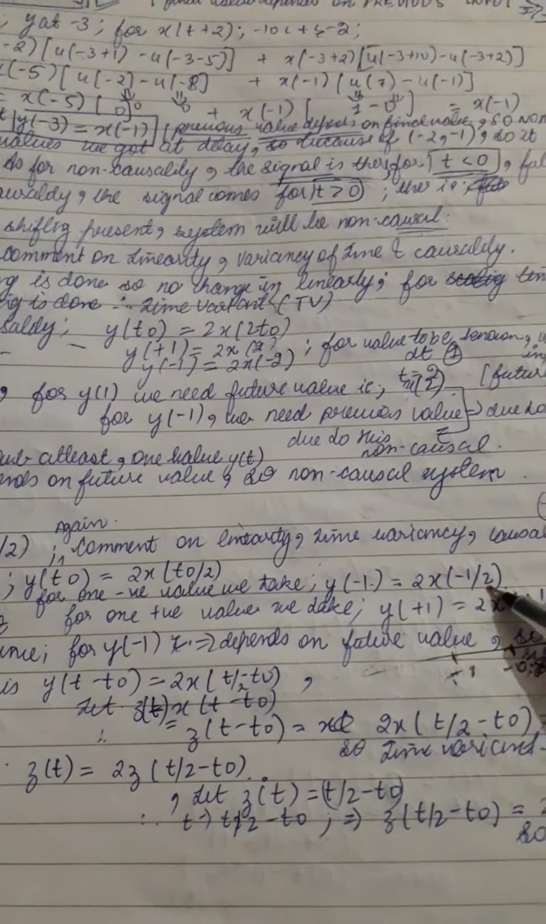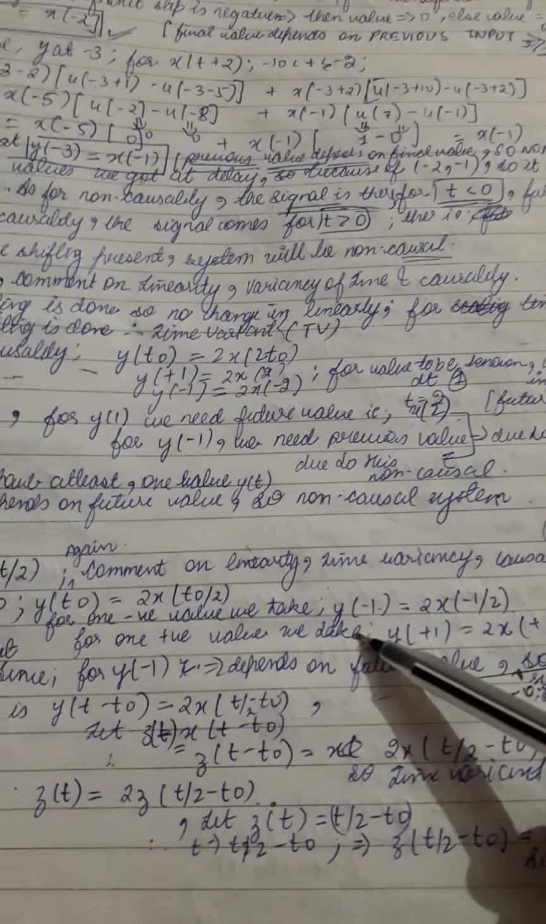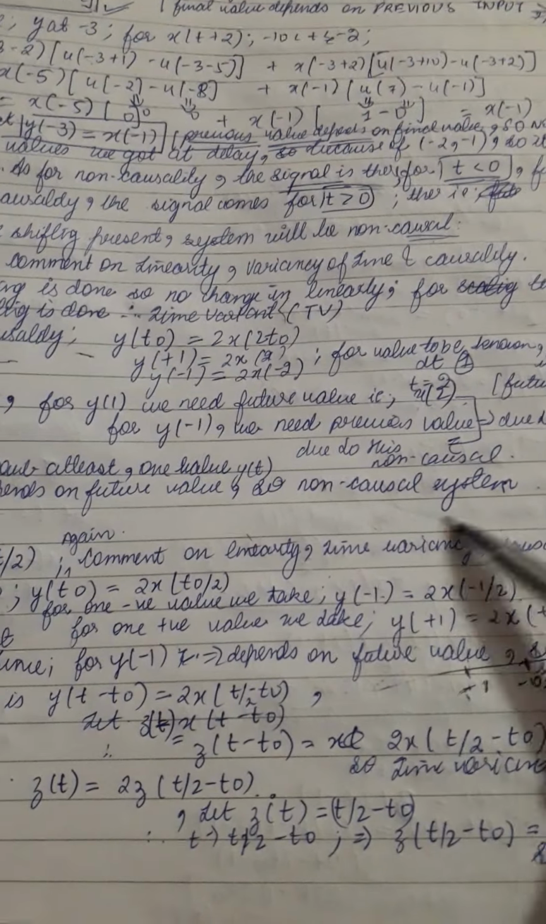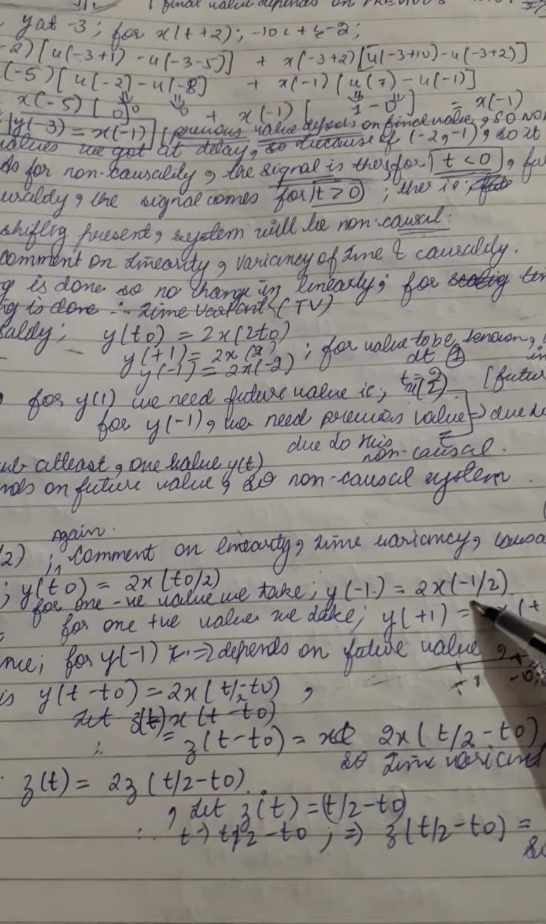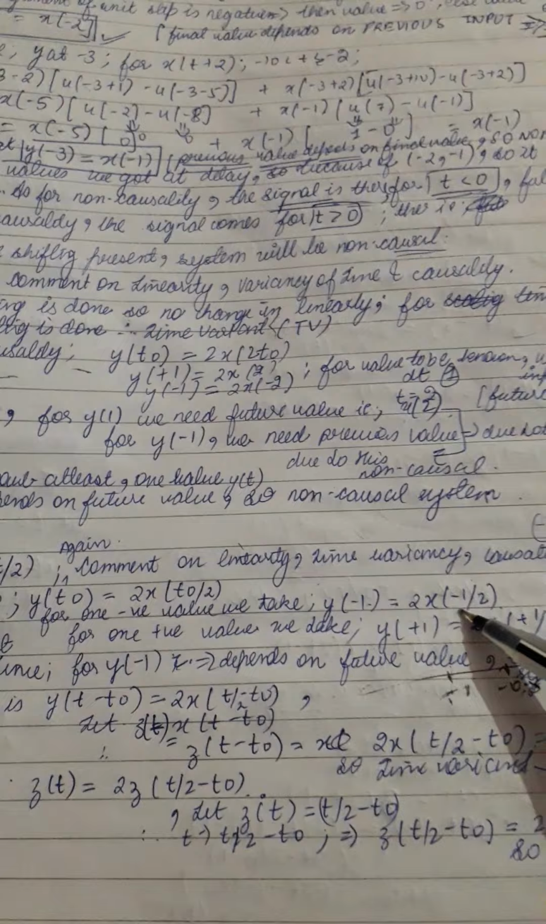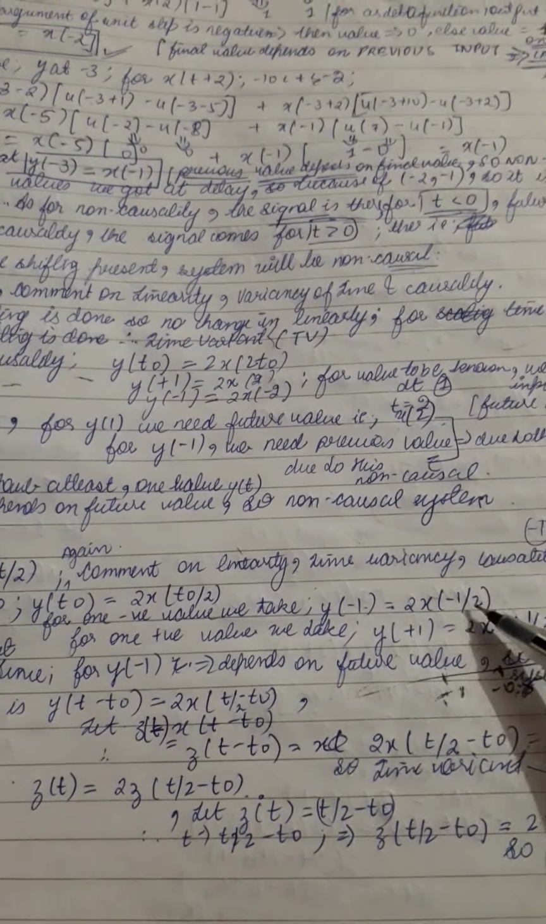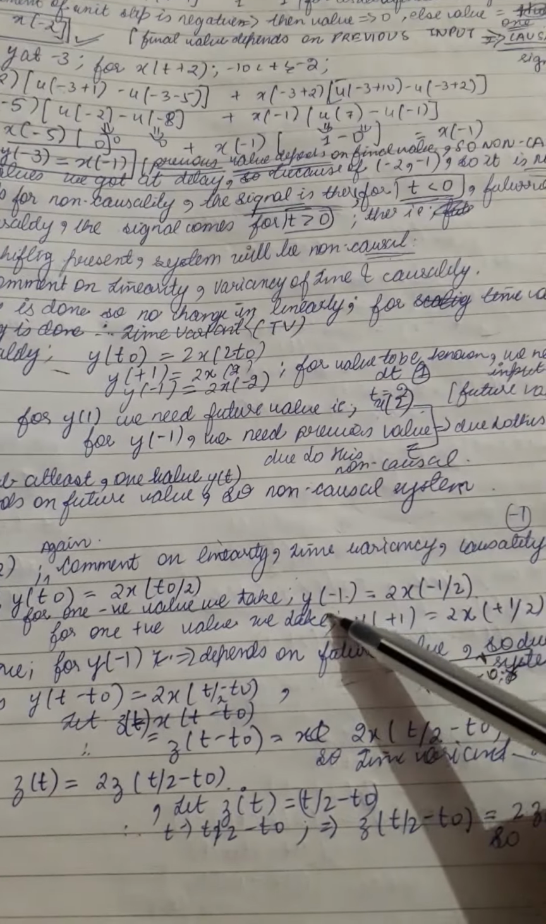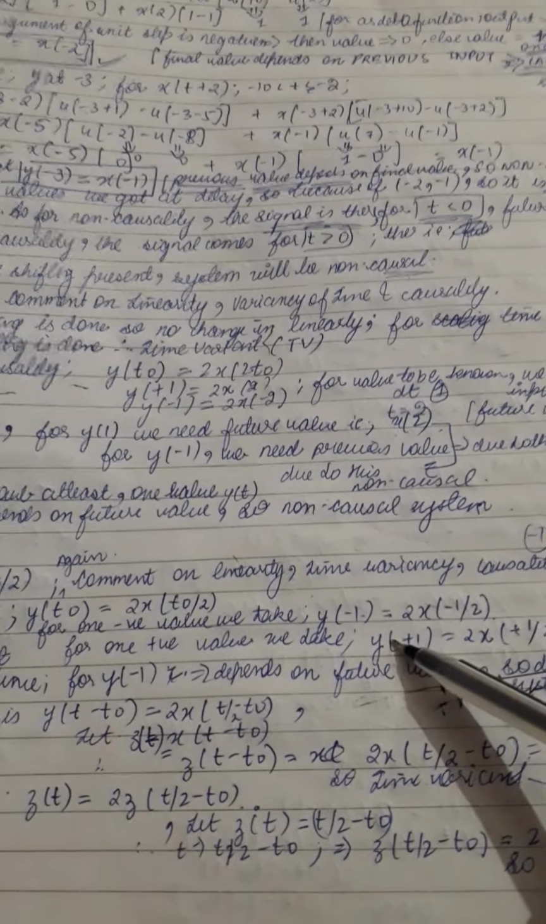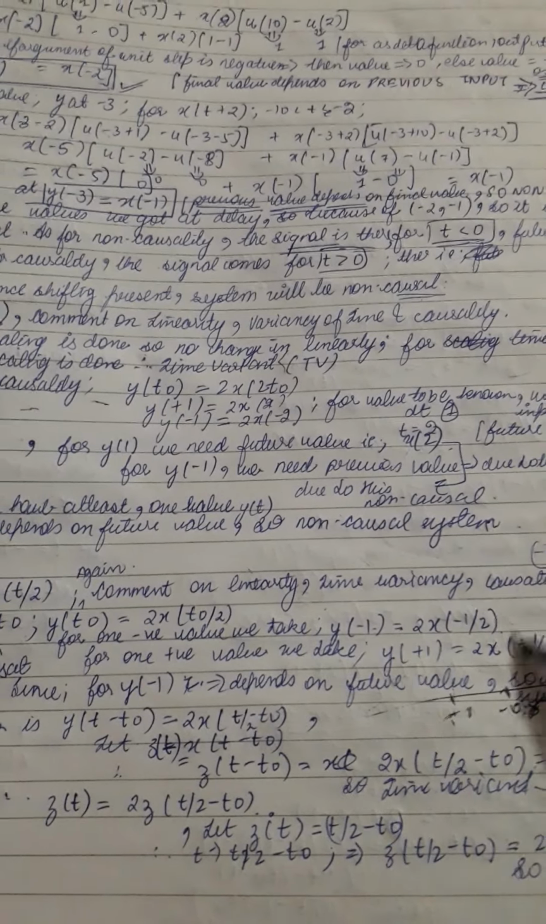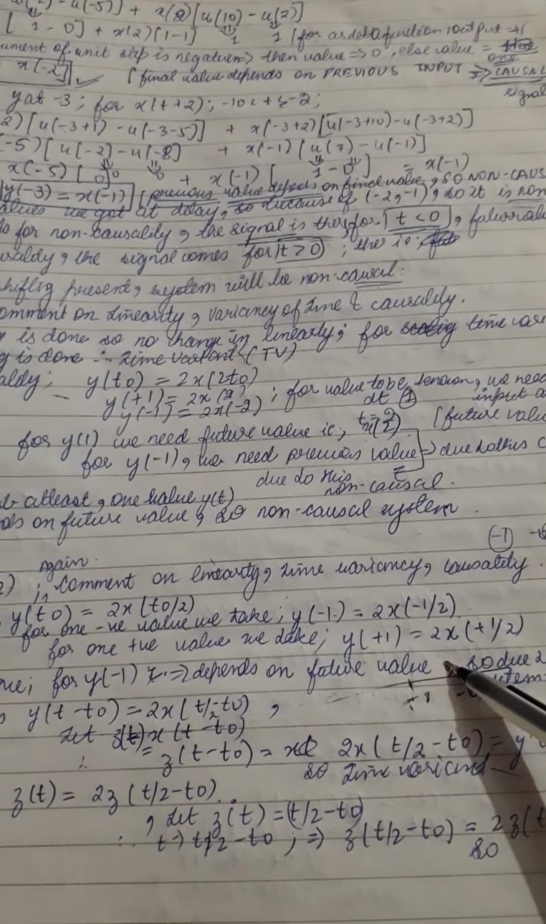So we can infer, as I've already told you and as is a fact, that if even half part of the equation comes out to be non-causal, then the whole system comes out to be non-causal only.